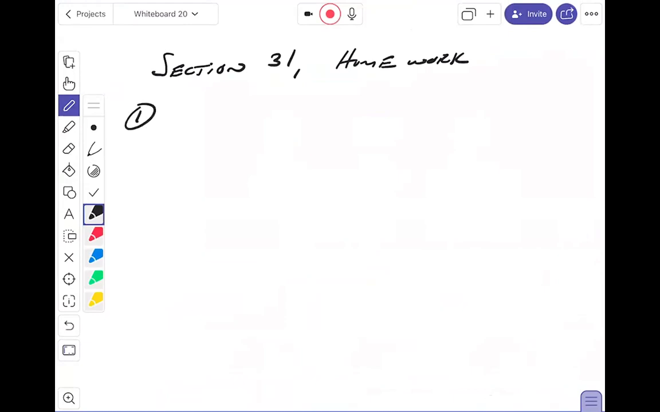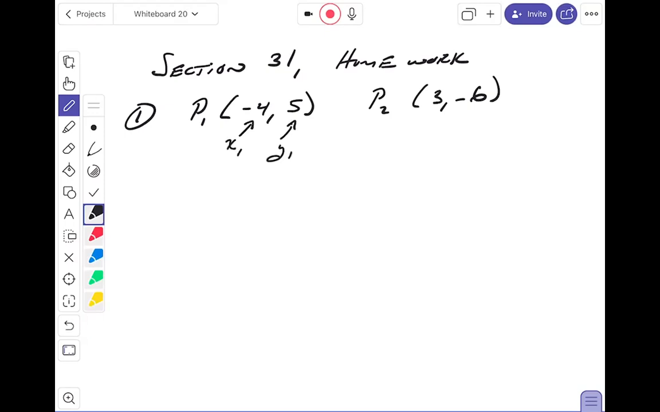Number 1, what does it say? Find the slope of the line containing these 2 points. I'll do this a variety of ways. I'm not asking you to do it a variety of ways. You need to find a way that's going to work for you. These are the 2 points over here. For some students, labeling the points helps them. This is the first point, that's x1, this is y1. This is the second point, x2, y2.